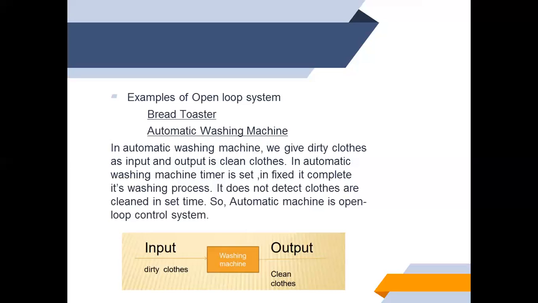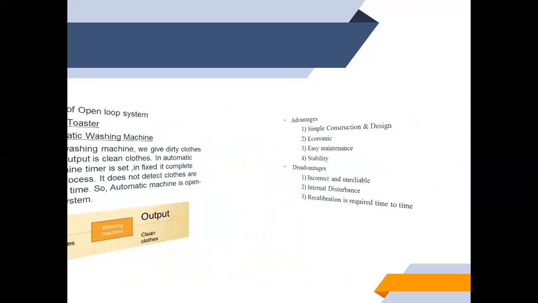If you put all clean clothes in the machine and start the timer, in that case there is no sensor to detect whether the clothes are dirty or clean. It will complete its cycle for the input we have given. So that's why it's another example of an open loop control system.